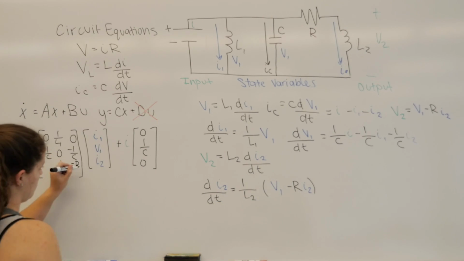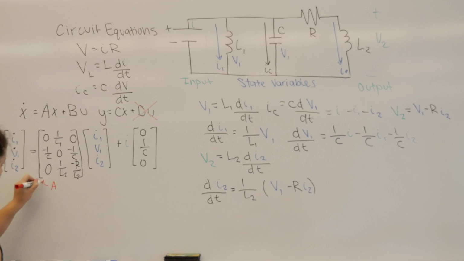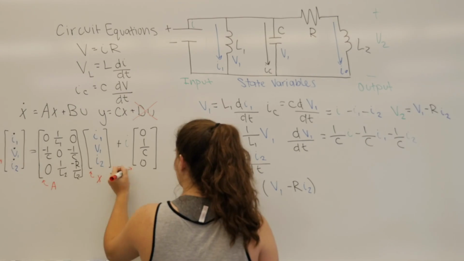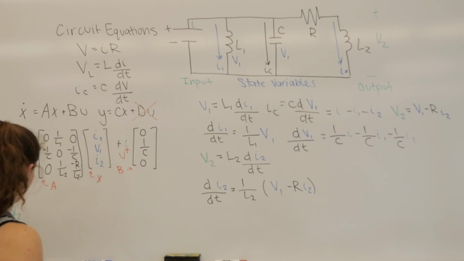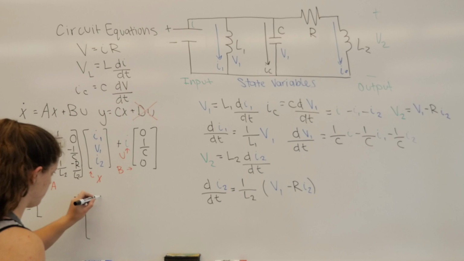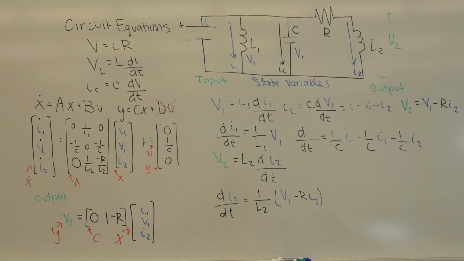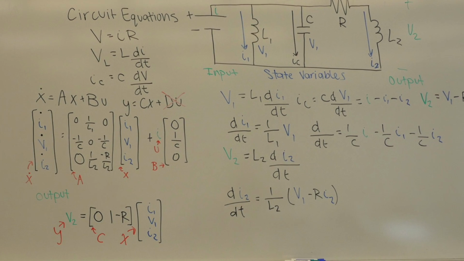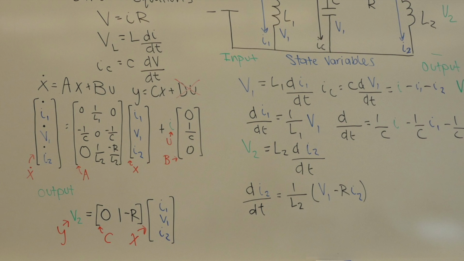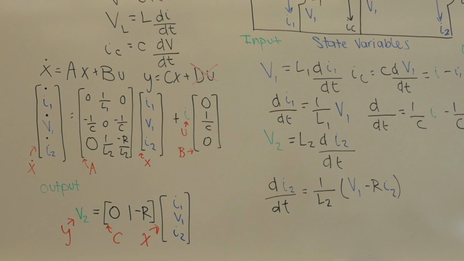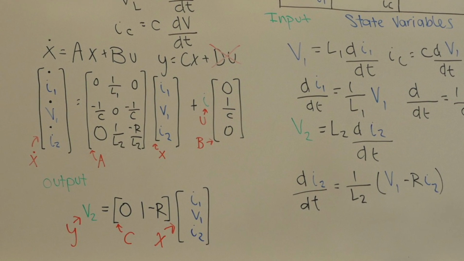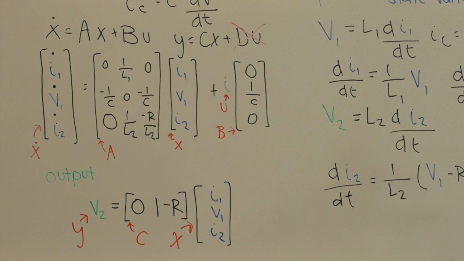The matrix A contains all of the coefficients of the state variables in the state equation. Matrix B contains all of the coefficients of the input. Matrix C contains all of the coefficients of the state variables in the output equation. And the matrix D is null since we do not have any direct feedback. Now that we have translated all of our differential equations into standard form with matrices, we have correctly modeled our circuit with state-space representation.